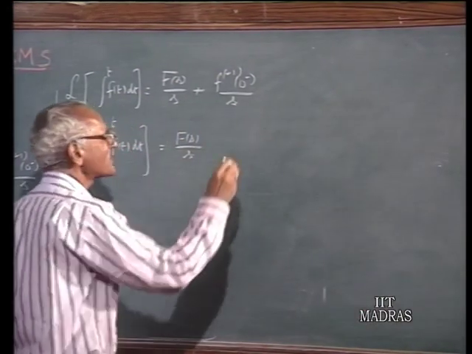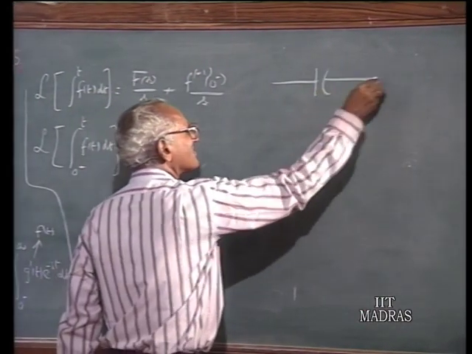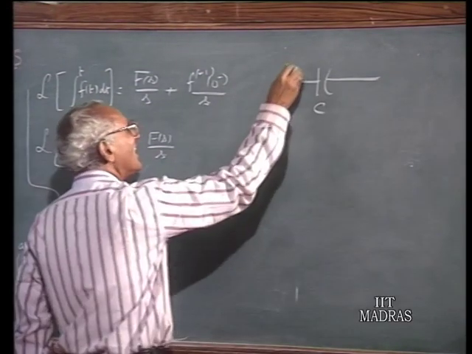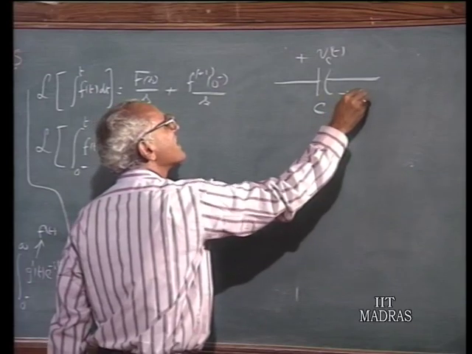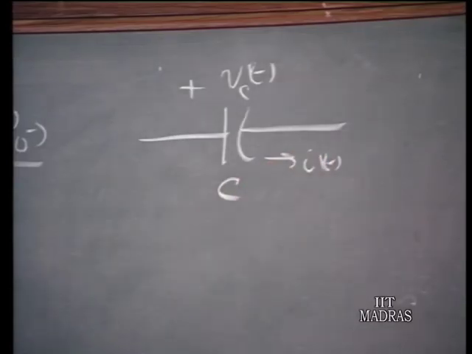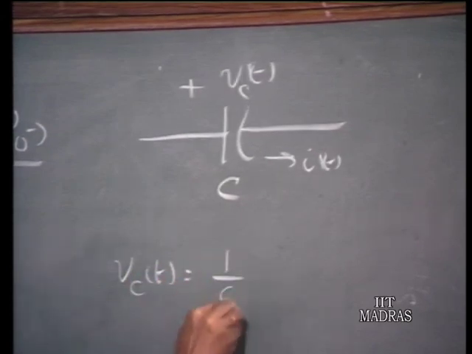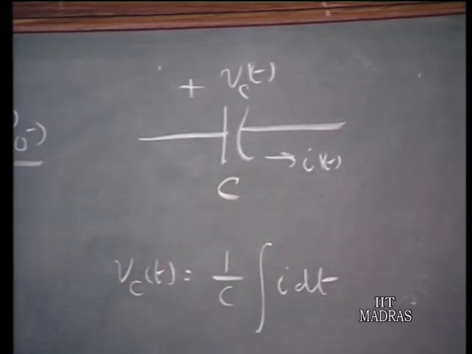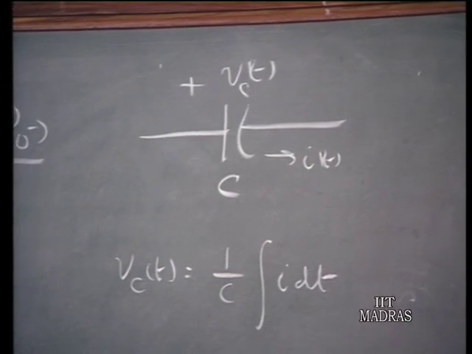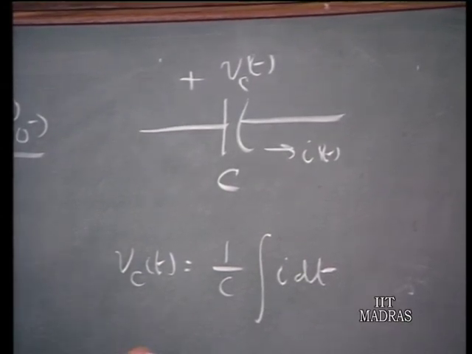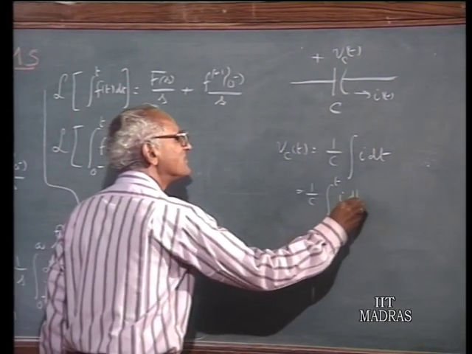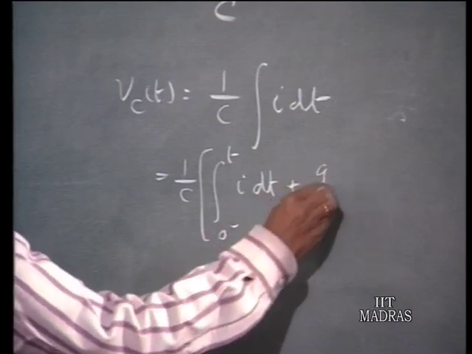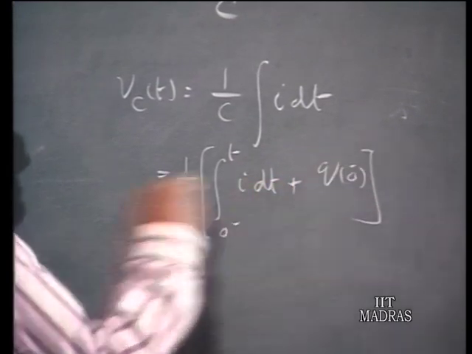when, suppose I have a capacitor of value C, and this is the voltage across the capacitor v_C(t), and the current to the capacitor is i(t), then we can write v_C(t) is 1 over C times the integral of the current, which is the charge on the capacitor. I can write this further as 1 over C times the integral from 0 minus to t of i dt plus the initial charge on the capacitor at 0 minus.